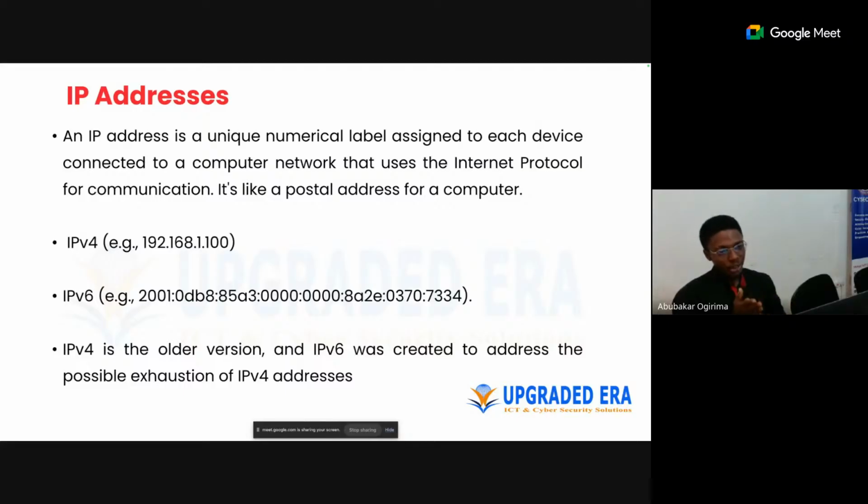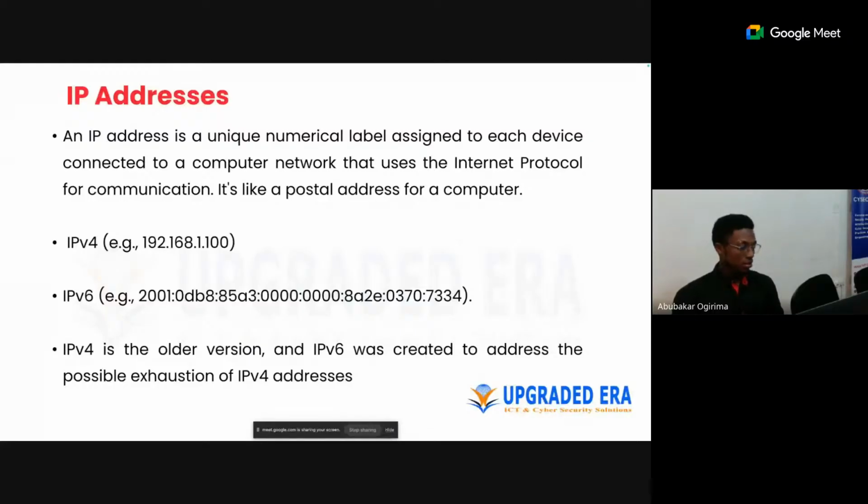So by definition, it's a unique numerical label assigned to each device connected to a computer network that uses the Internet Protocol for communication. So as you can see here, it's like a postal address for a computer in very basic terms. So the IP address currently exists in 2 formats. We have IP version 4 and IP version 6. And we'll discuss more about these 2 types and their differences.